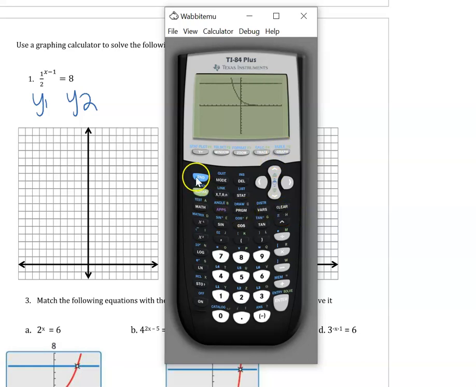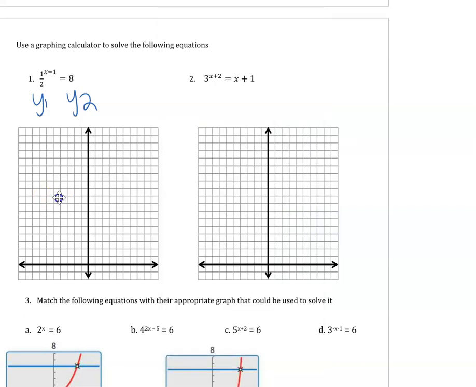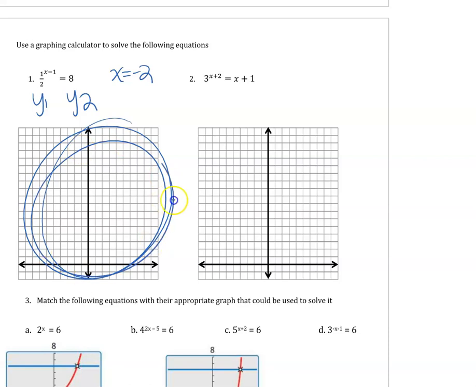Okay, 1 intersection. I hit second trace, option 5, 1, 2, enters. Now again, just hit enter one more time because there's only 1 intersection, and there you go, x equals negative 2. Now like I said, if I wanted to take my time here, like if this was a test or something, I would show my work by actually doing the graph. I'm just saving time in this video, just explaining where these answers are coming from.